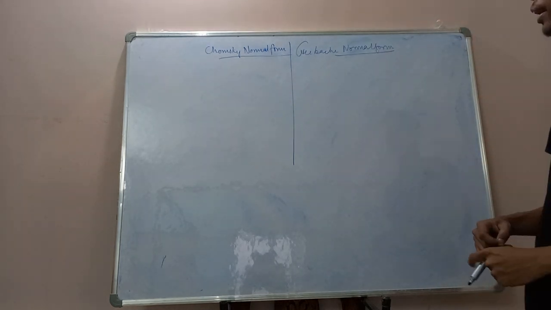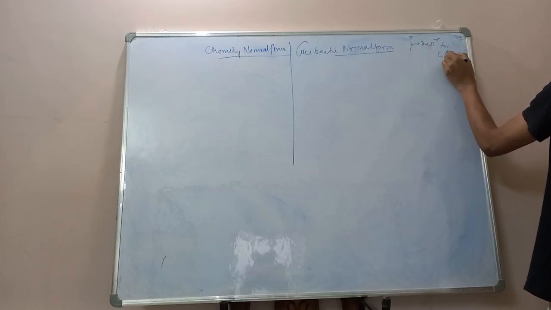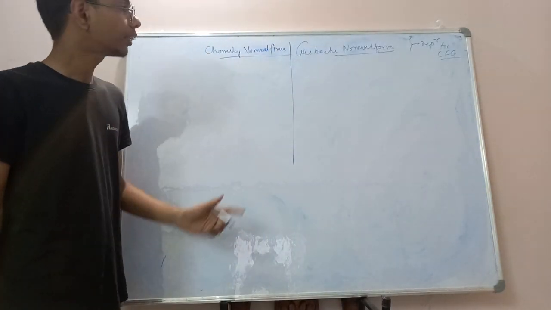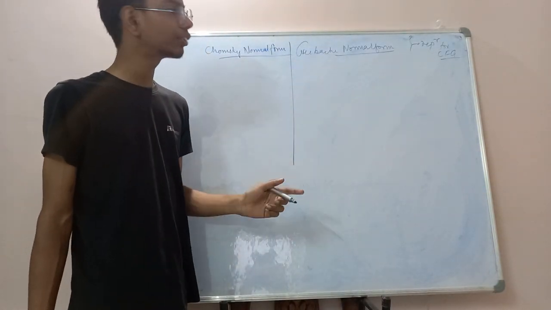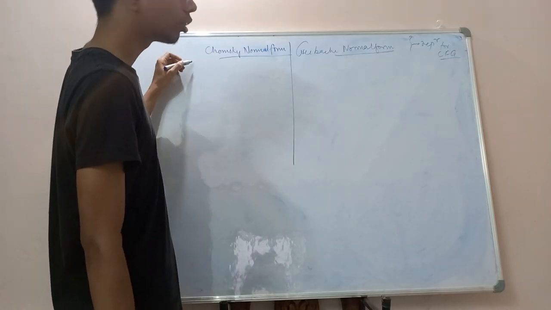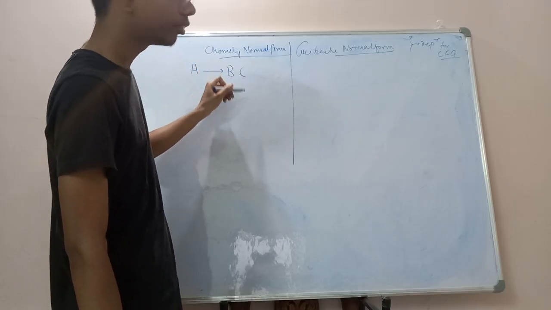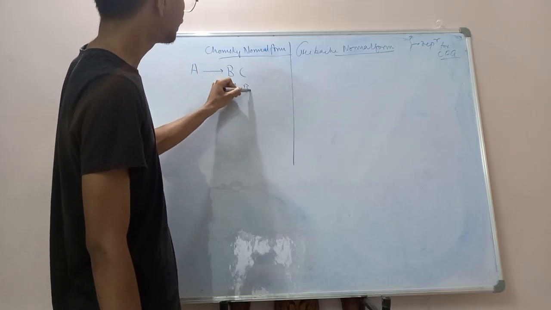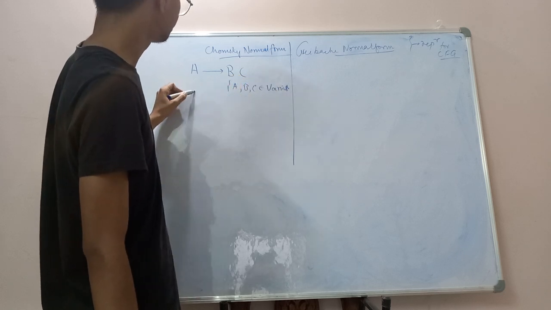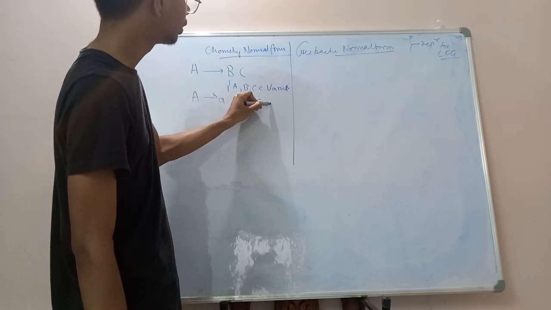Chomsky normal form and Greibach normal form are representations for context-free grammars, right? These two are used to represent context-free grammar. Now, the first difference is how it is represented. Chomsky normal form is represented in the form A goes to BC, where A, B, C belong to variables, right? And A goes to small a, where a belongs to terminal, right?